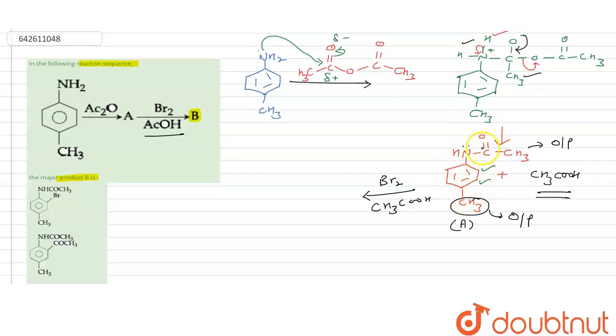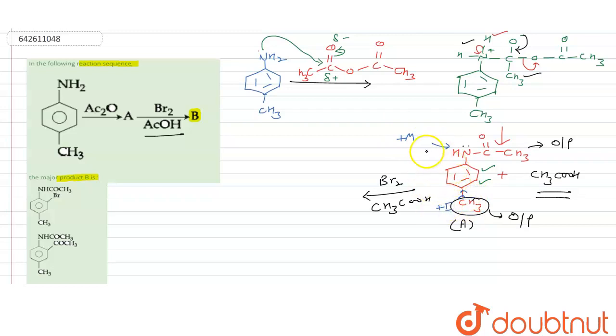And in the overall structure, the para position is blocked, so we are left only with the ortho positions. Now the question arises: where will bromine attach? This group will activate the benzene ring through plus M effect, that is the mesomeric effect, or you can say the resonance effect. And this group will activate the benzene ring through plus I effect.